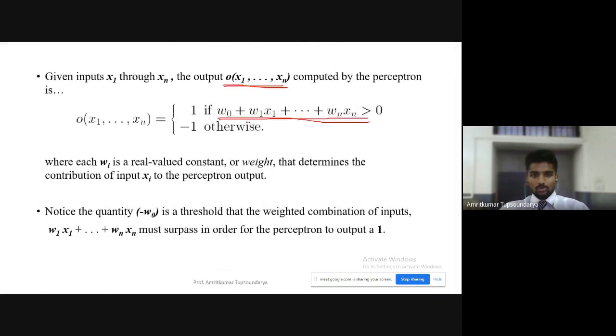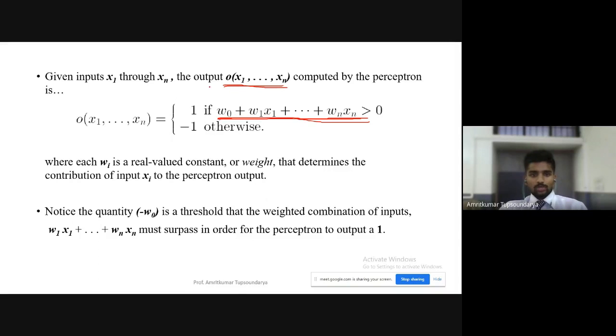So that's how we represent it here. Initially, the value of x naught is multiplied with the value of W naught, and then it is summed together with all the other values that we have, for example, the number of pixels that we have.